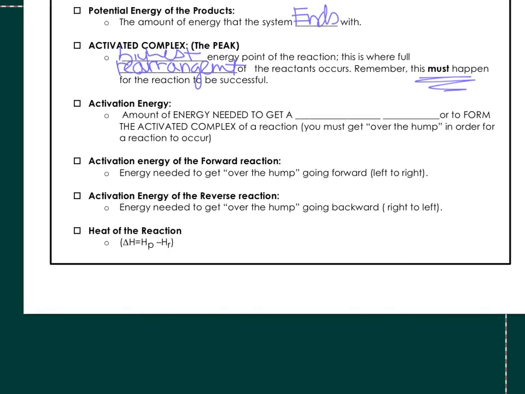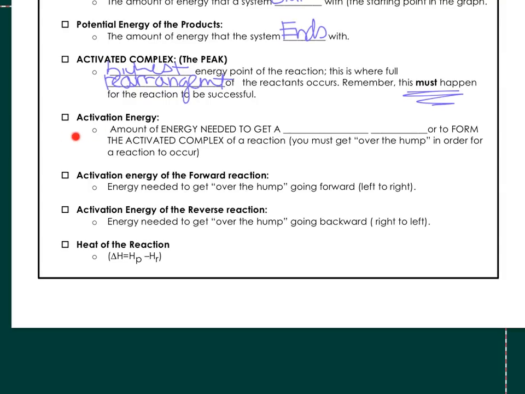We have the activation energy. We've actually already talked about this one. The activation energy is the energy needed to get a reaction to happen.